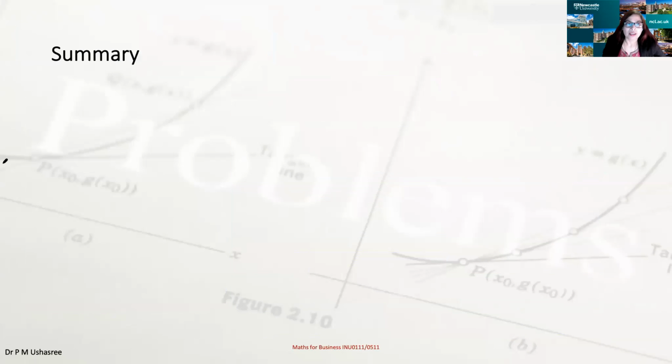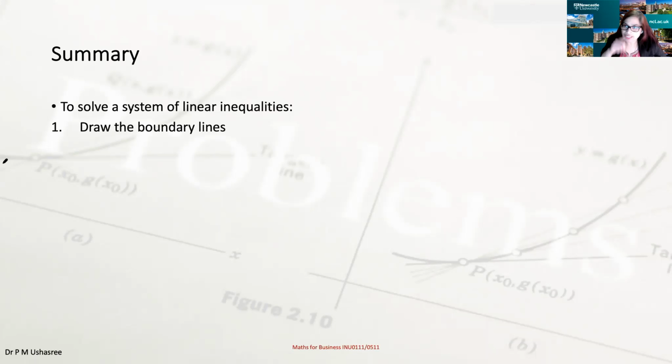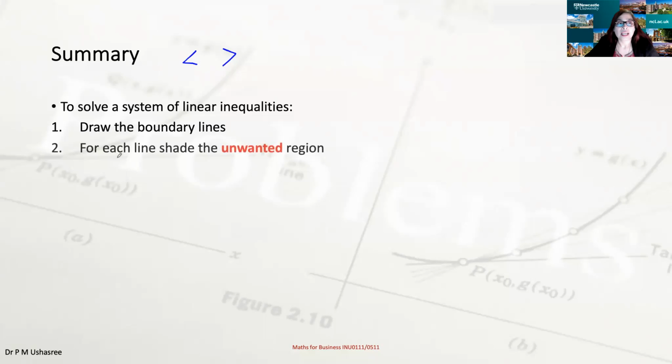So in summary, how do we solve a system of linear inequalities? We just follow 3 steps. The first step, draw the boundary lines, that is, draw the straight lines. Remember, dotted lines when you have strict inequalities, because it does not include the points on the line itself. And for each line, shade the unwanted region, then the solution is the final unshaded region.